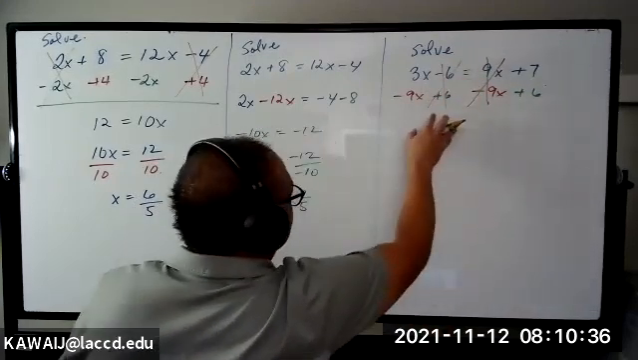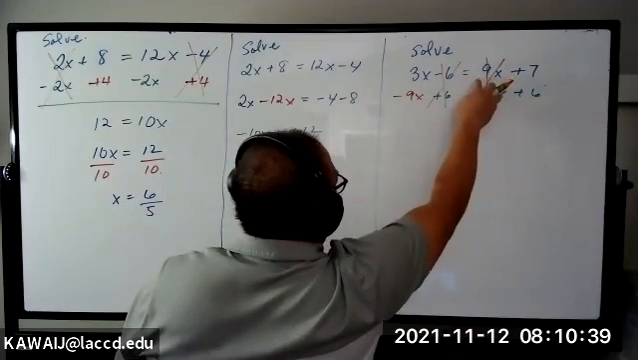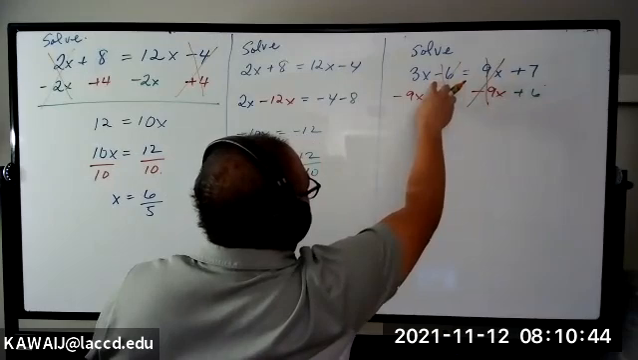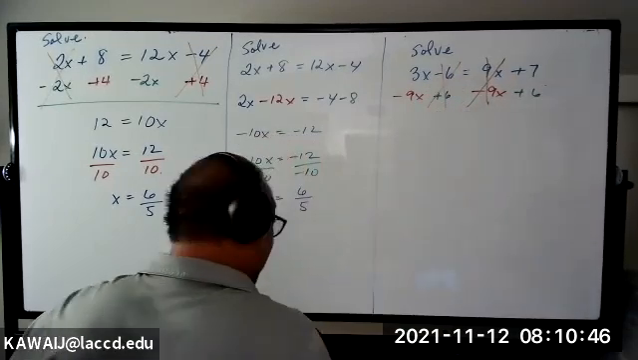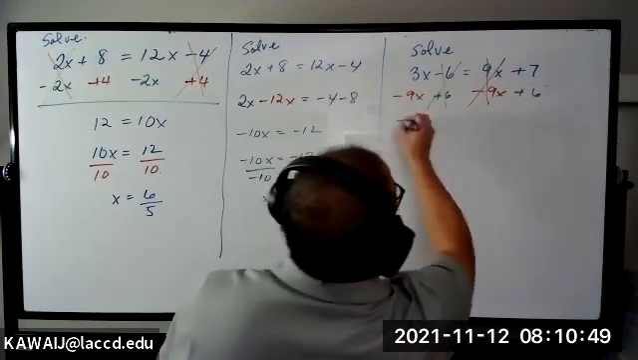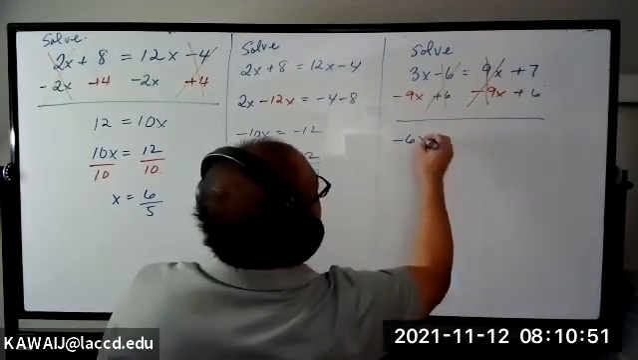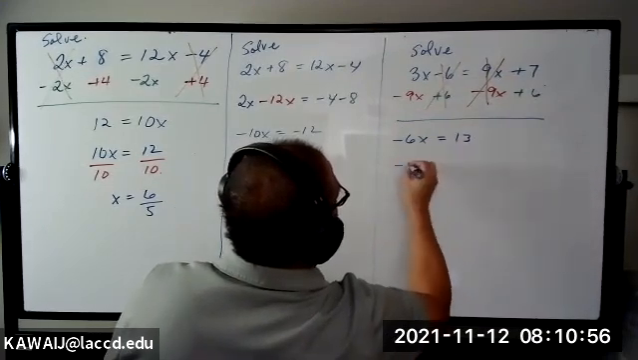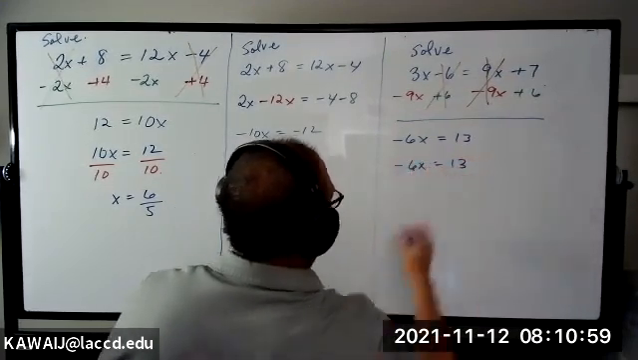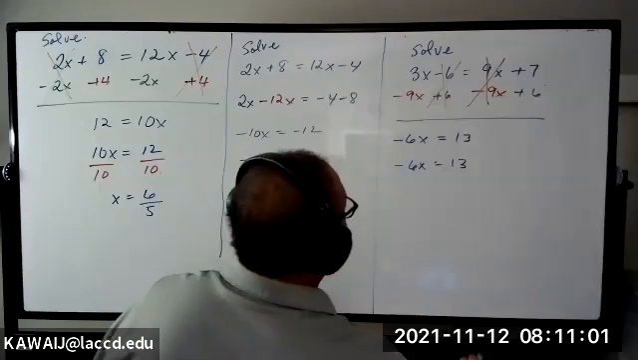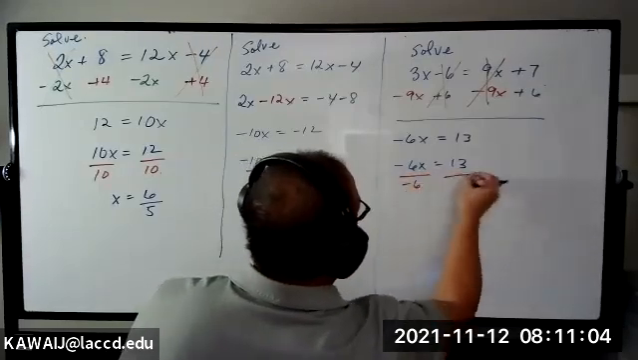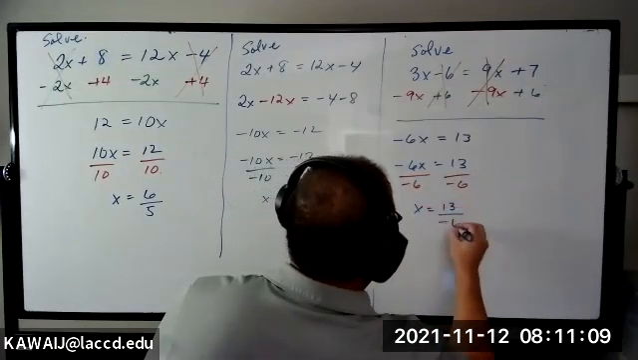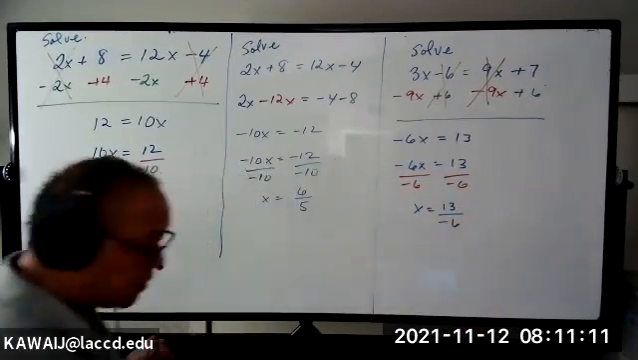Now, notice that we're using the opposite sign. Since that's positive, to get rid of it, we subtract it. Since that's negative, to get rid of it, we add. So now I have negative 6x is equal to 13. And we can divide both sides by negative 6. Okay. Let's take a picture.